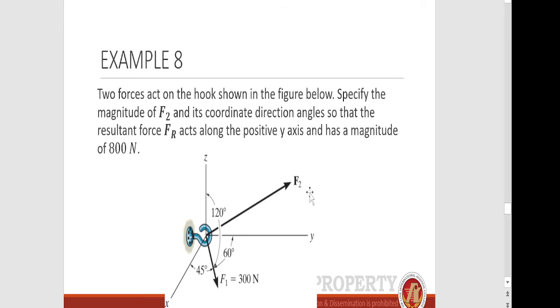So you have a drawing here, F2, that makes the angle in between the y and z axis. F1, which is 300 newtons, is along the x and y axis, making an angle of 45 degrees to the x axis and 60 degrees to the y axis. And to the z axis, it makes 120 degrees. So for F2, there is no direction and magnitude. We are going to find those two for force 2.